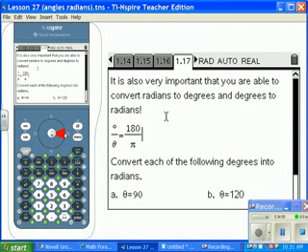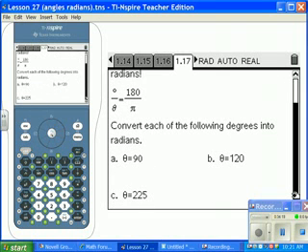What's pi equal? 180. What's 180 over 180? Okay, so this is why it works. It doesn't change the value. It just makes it look different. Okay? Okay, so this is the formula we're going to use.